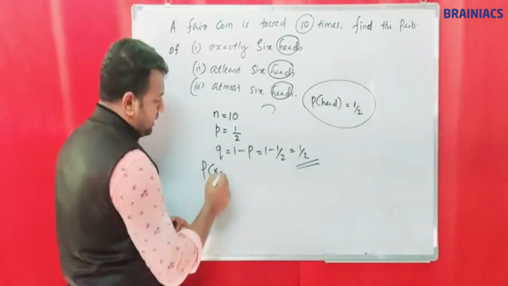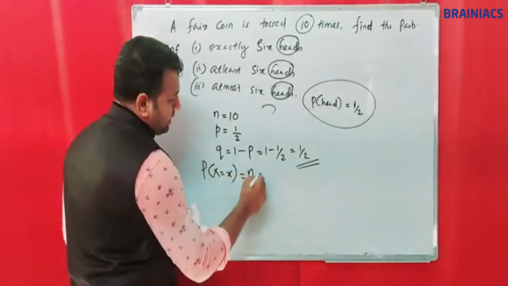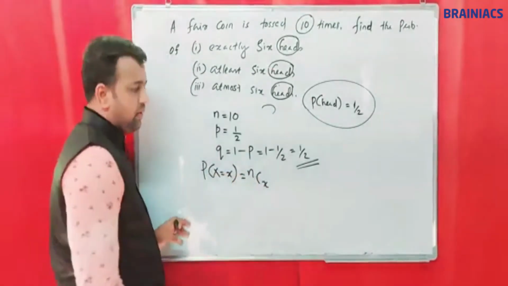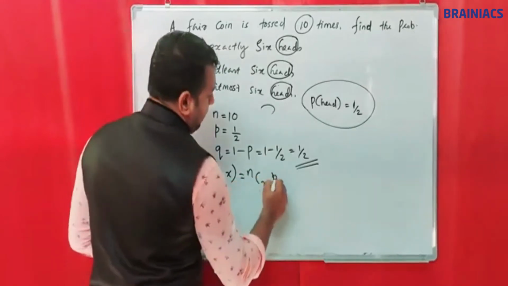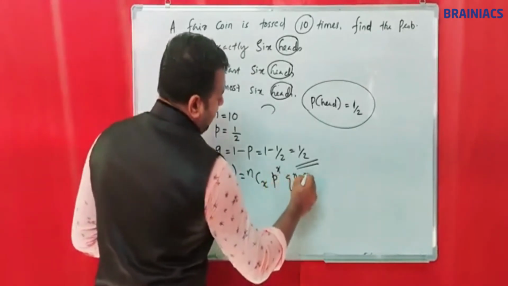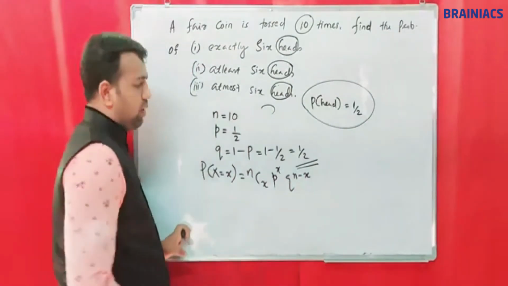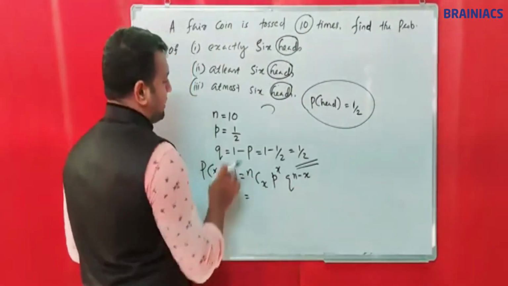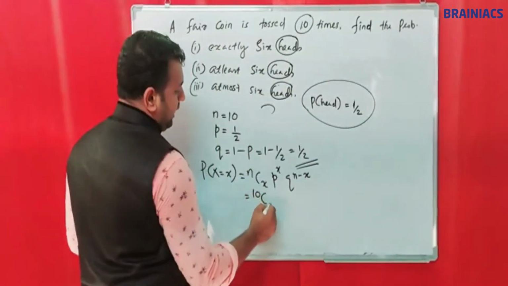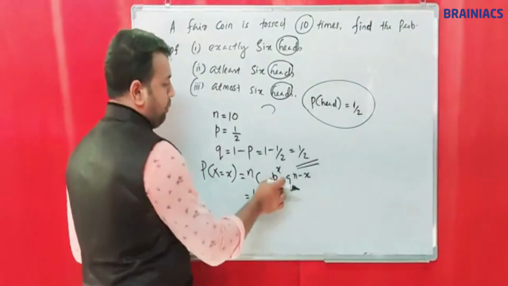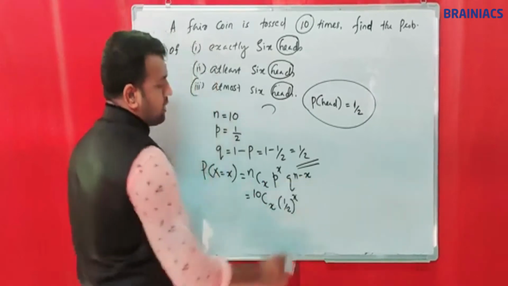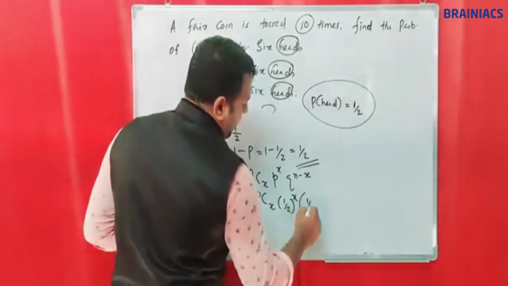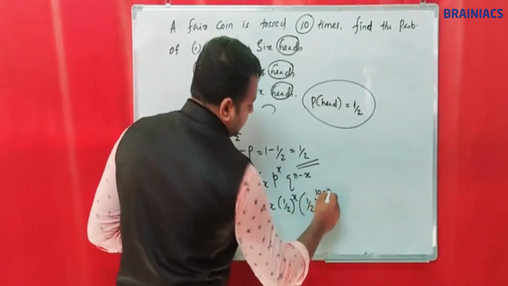P of x is equal to nCx, p raised to x, q raised to n minus x. The value of n is 10, so 10Cx. What is p? 1 by 2, so 1 by 2 raised to x. What is q? 1 by 2, so 1 by 2 raised to n minus x, that is 10 minus x.